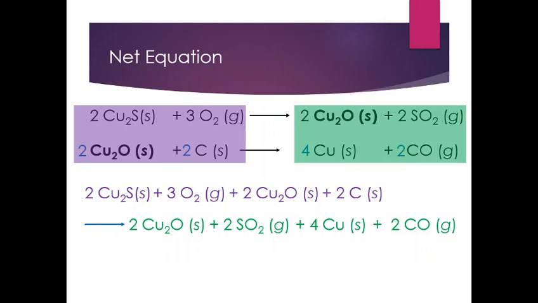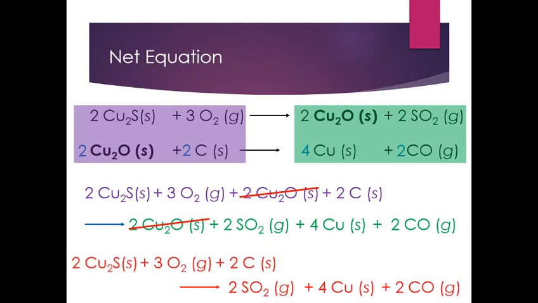And so in your net equation, you're not really interested in the ones that stay the same. You're only interested in the things that actually changed. And so here you can mark out your 2 Cu2Os and rewrite your balanced overall equation without them in there. Please note, those are the only two that disappeared. Everything else is going to be exactly the same on the product and reactant side. And so, why would you do that?